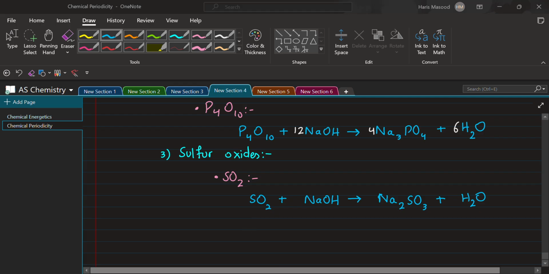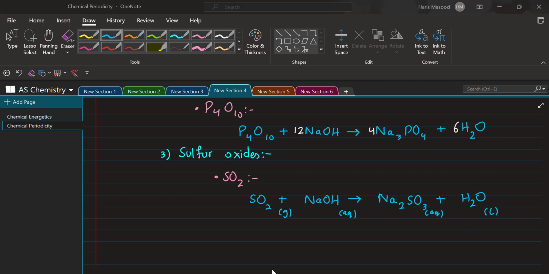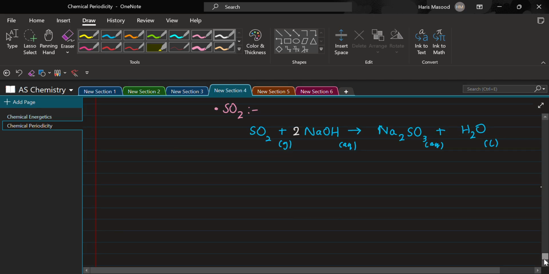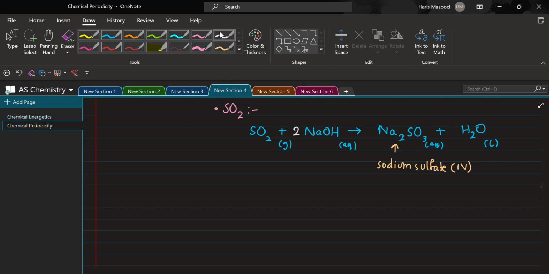Okay, so this is gas, aqueous, liquid. And for balancing, you just have to balance here. Sodium sulfite 4, which means 4 is the oxidation state of sulfur in this compound.